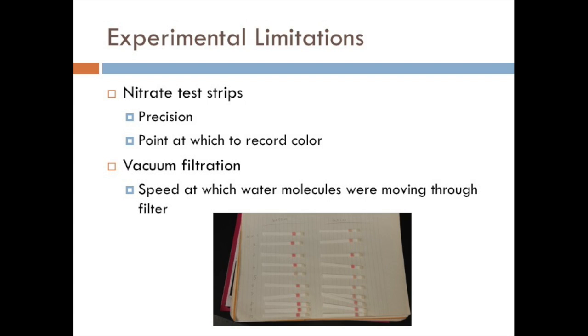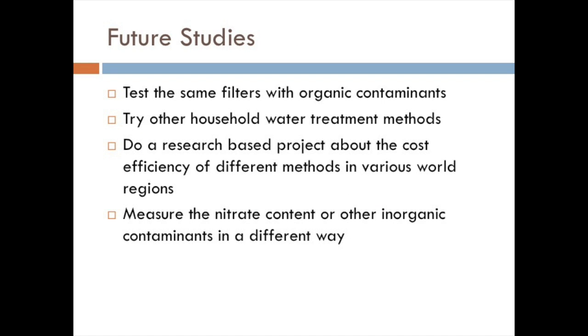Some of the experimental error was with the nitrate test strips because they weren't super precise, and I had trouble figuring out at which point to record the color because it changed in the span of like 2 or 3 minutes. There also could have been error in the vacuum filtration because the speed at which the water molecules were moving through the filter might have been much different than they're moving in reality, and that could change how much is filtered out.